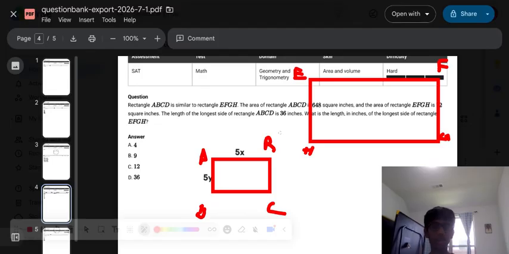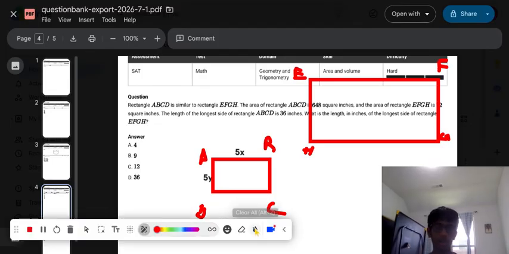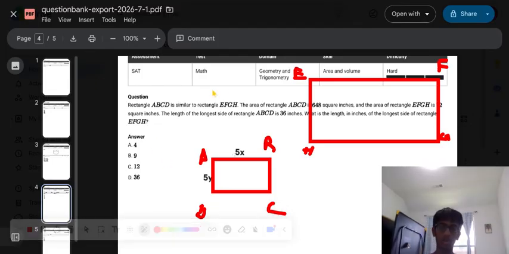You can tell. So now what this has to do in significance for us is that it says the length of the longest side of ABCD is 36 inches. So say X is equal to 36. So that means that EF is going to be the longest side in our other one, right? Well, this is assuming that AB is the longest side. If AD is the longest side, then EH would be the longest side in your other rectangle.